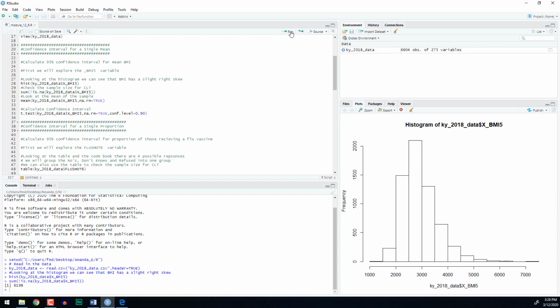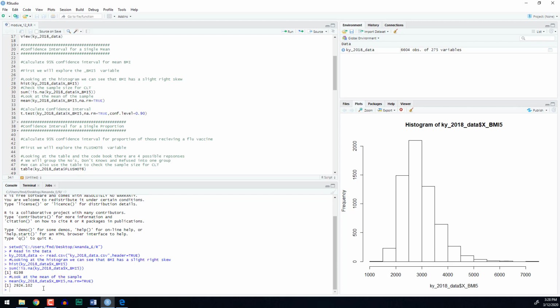Let's look at the mean of our sample. We can see the mean of this is 2,924.102. And if you go and look up reasonable values for BMI, you might say, well, that's not a reasonable value for BMI. BMI isn't measured on that scale. Don't forget that there are those 2 implied decimal places that we're going to have to take into account.